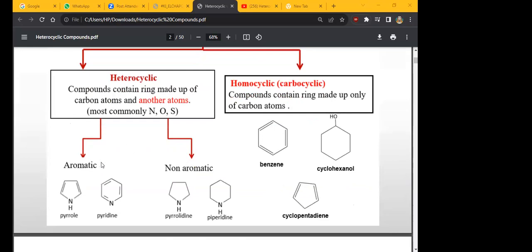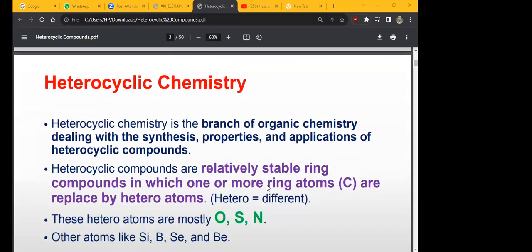There's aromatic and non-aromatic. So aromatic are the ones that are like unsaturated forms. The carbons are not fully saturated, that is, they don't have the maximum number of hydrogens. Non-aromatic, like pyrrolidine, the carbons have the maximum number of hydrogens. And then for homocyclic compounds, we are very familiar with them. We have benzenes, cyclopentadienes. Yeah, I'm sure you're very familiar with them.